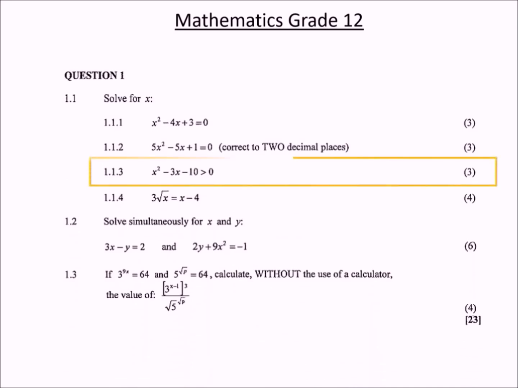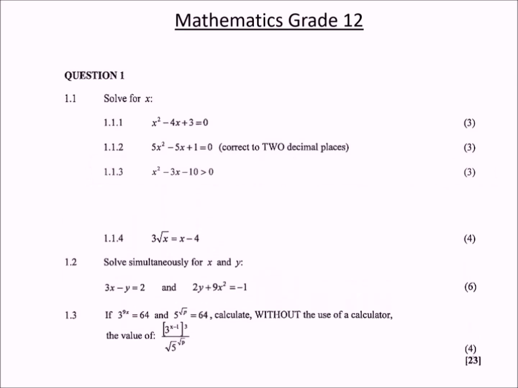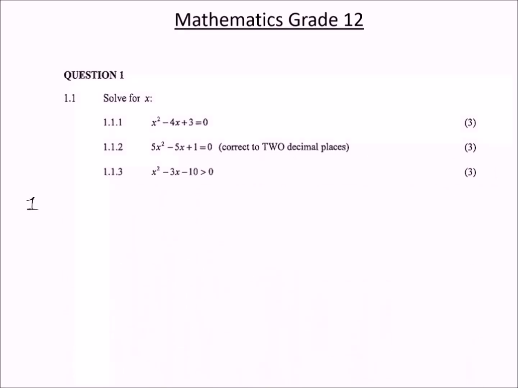Now, 1.1.3. X squared minus 3x minus 10 greater than 0. There are 2 ways of solving this inequality, either by using the graph method or finding the critical values of the inequality. Let's solve it by finding the critical points. We will treat it as if it is an equation and factor the left-hand side of the equation.